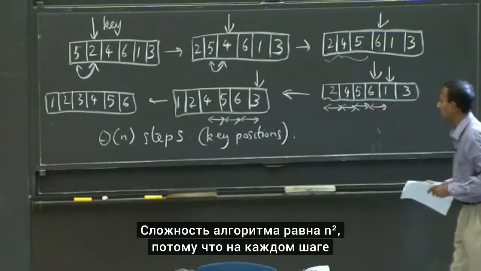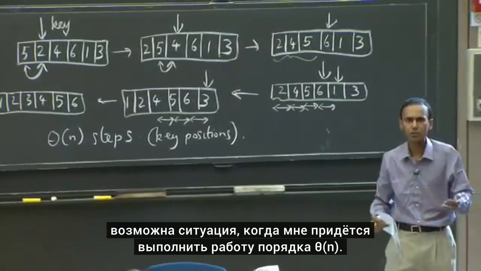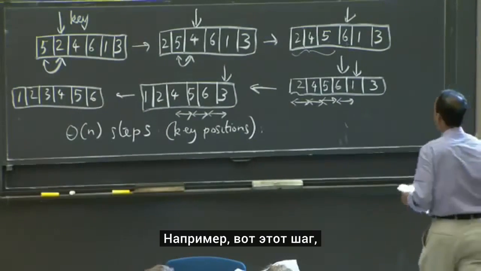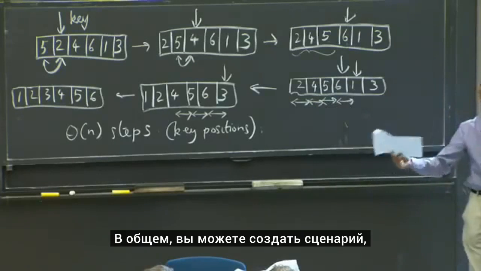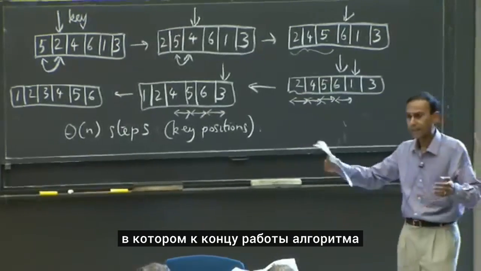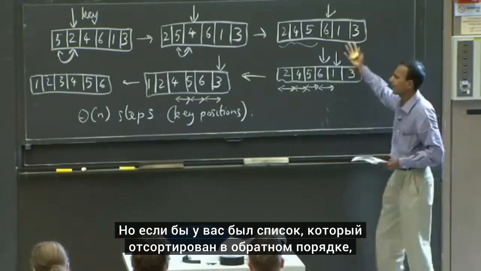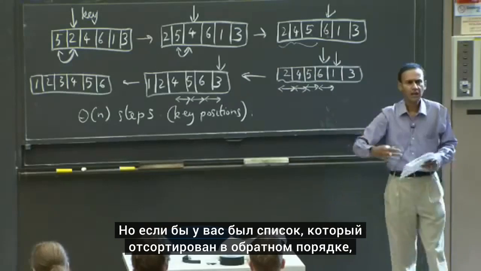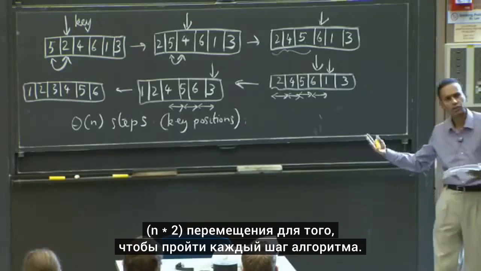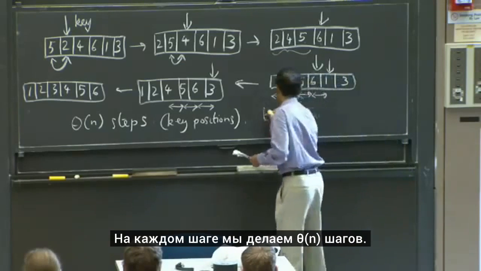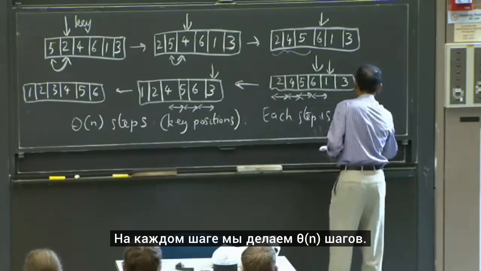And you're right, it is n squared, because at any given step, it's quite possible that I have to do theta n work. One example is this one right here, where I had to do 4 swaps. In general, you can construct a scenario where towards the end of the algorithm you'd have to do theta n work. If you had a list that was reverse sorted, you would essentially have to do, on average, n by 2 swaps as you go through each of the steps, and that's theta n. So each step is theta n swaps.